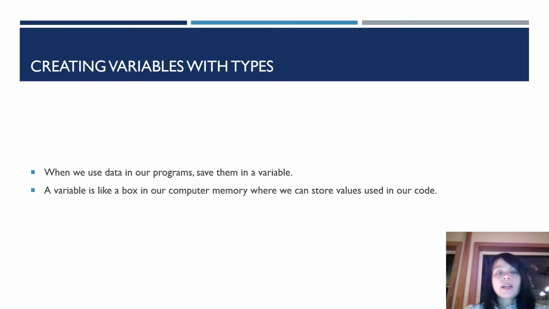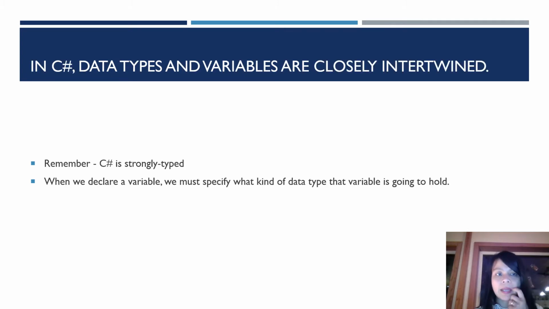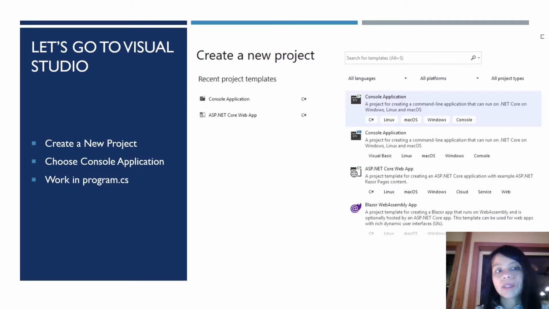So next we talk about creating variables with types. When we use data in our programs, we save them in a variable, right? I'm sure everybody is familiar with this because we have some background. Just to refresh your memory, a variable is like a box in our computer memory where we can store values used in our code. In C#, data types and variables are very closely intertwined. So remember, C# is strongly typed. When we declare a variable, we must specify what kind of data type that variable is going to hold.